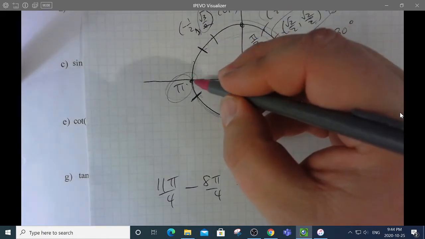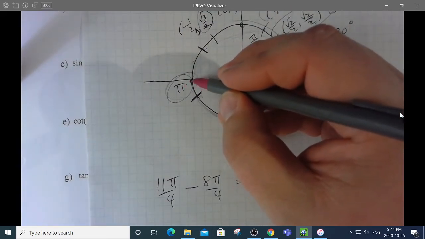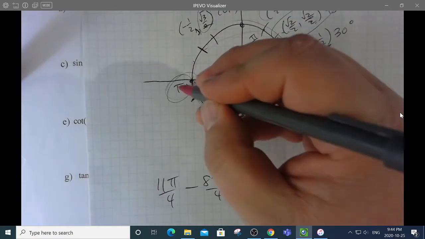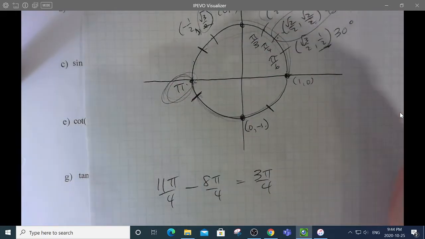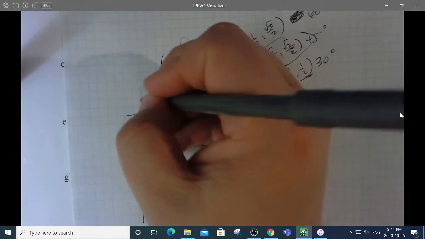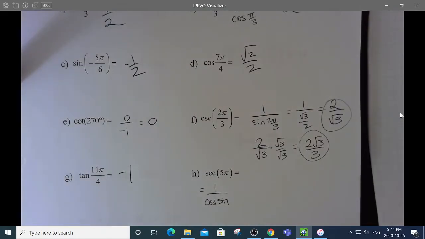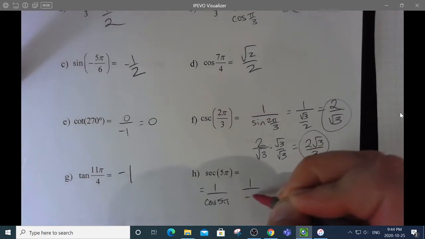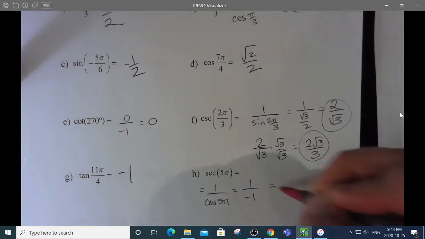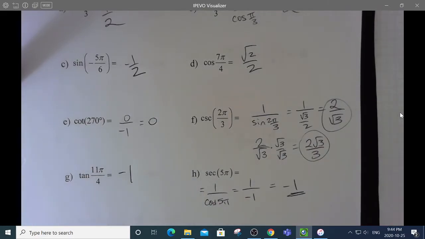But I can kind of tell if they ask me for 1,001 pi's, I don't have to count all the way around. I realize all the odd ones end over there. So the point here is negative 1, 0. I want the cosine, right? That's negative 1. And so that's going to be 1 over negative 1. And the reciprocal of that is just negative 1.